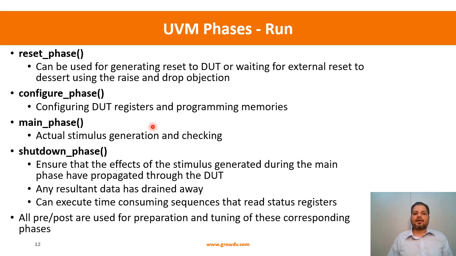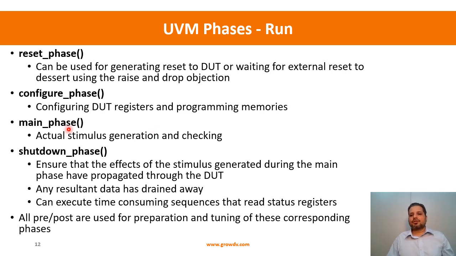And in the shutdown phase, you ensure that the effects of the stimulus generated during the main phase have propagated through the DUT, and any resultant data has drained away, and can execute time-consuming sequences that read the status register. So the final thing, you can do it in the shutdown phase.